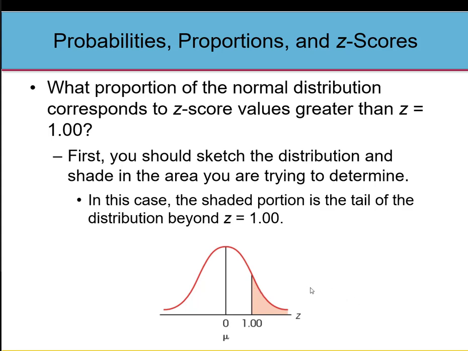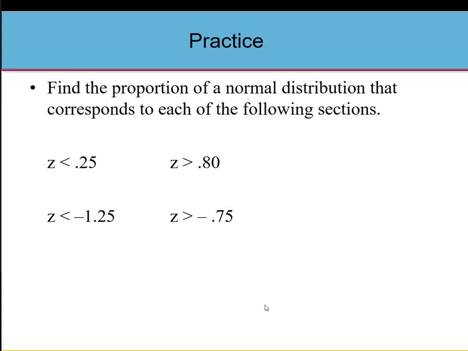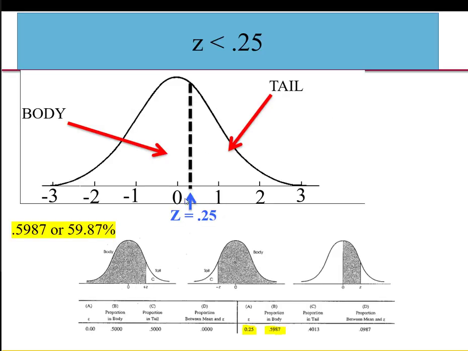And I'll show you examples that make this very, very clear. So we're looking at the proportion in the tail, okay? Let's do it for each one of these and I'll be very clear about what I mean.